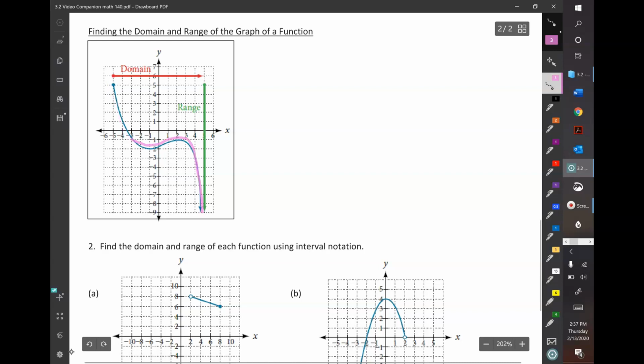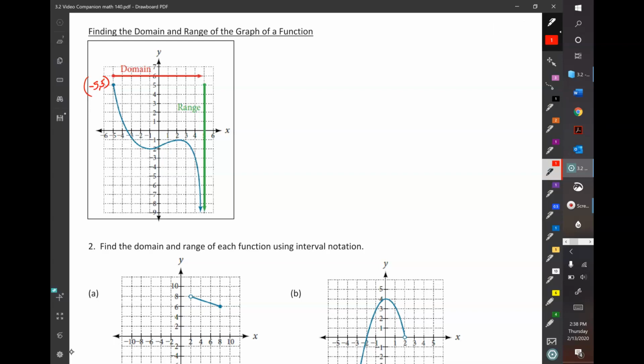So we are going to look at the end-to-end for the domain. So this leftmost point is at -5, 5. So I'm going to write that down here, -5, 5. And that's in a closed solid circle, so it's included. If it were open, we wouldn't include it. So I know that's my start.